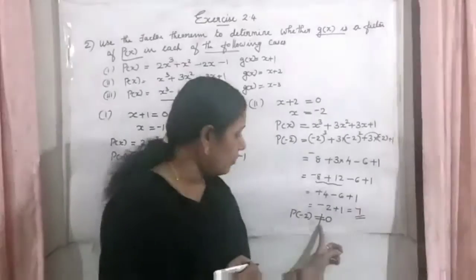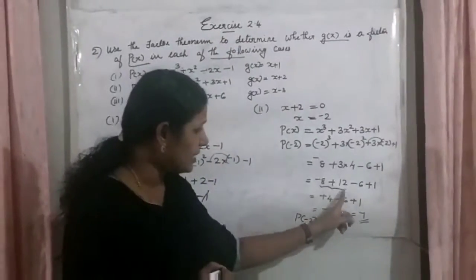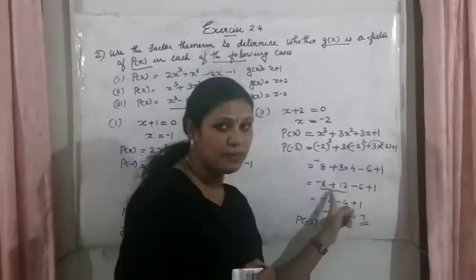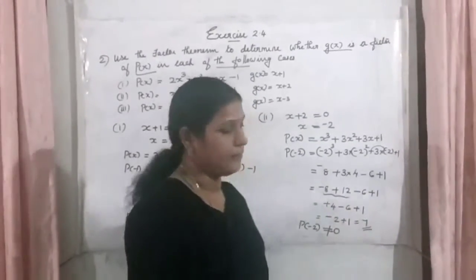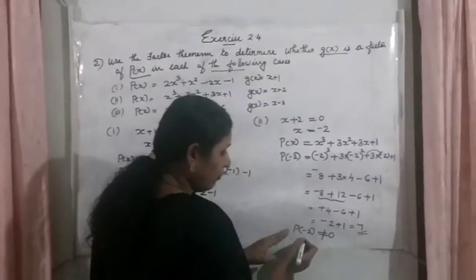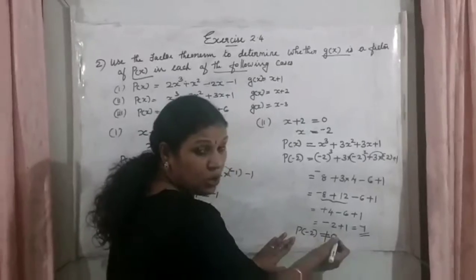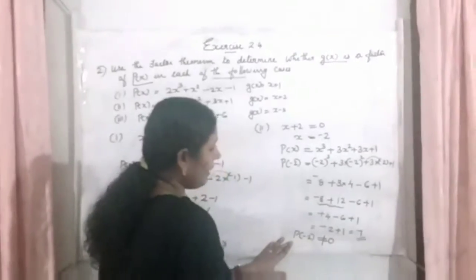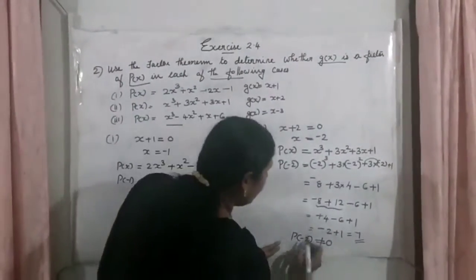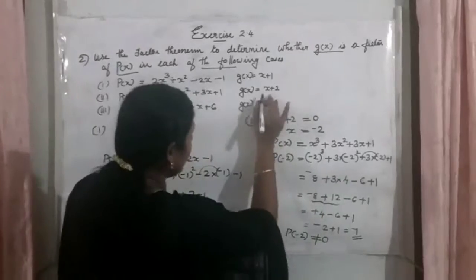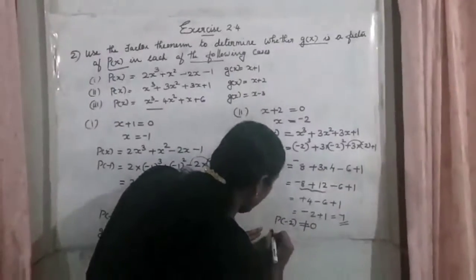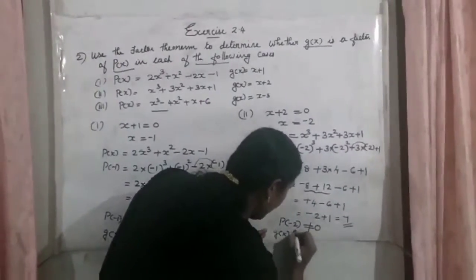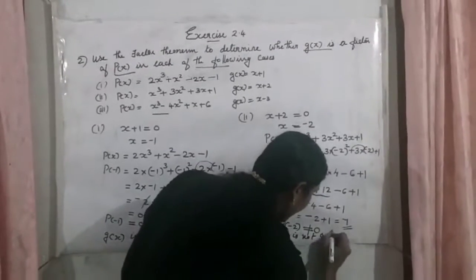So P of minus 2 is not equal to 0. Here we can solve this by comparing first the negative number side and positive number side. Likewise you can do that. Now we get P of minus 2 is not equal to 0. Then we can say that g of x is not a factor of P of x.